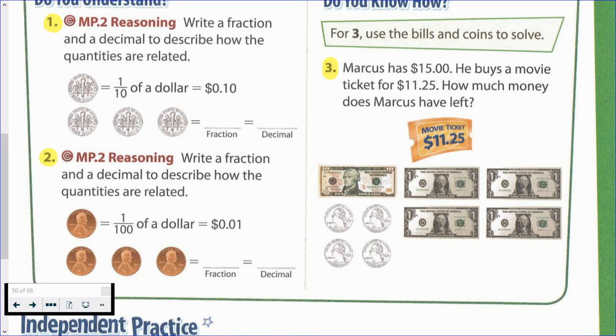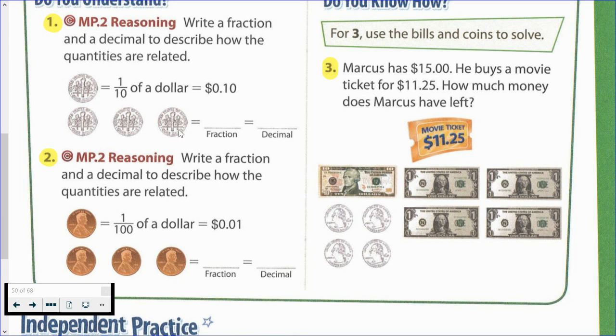So here we have a dime. We know a dime is 1/10 of a dollar because it takes 10 dimes to make up a dollar. 1 dime is 1 out of the 10. We don't ever write money as a fraction. We always write money as a decimal, and it would look like this. 1 dime is worth 10 cents. Here's how you write 10 cents.